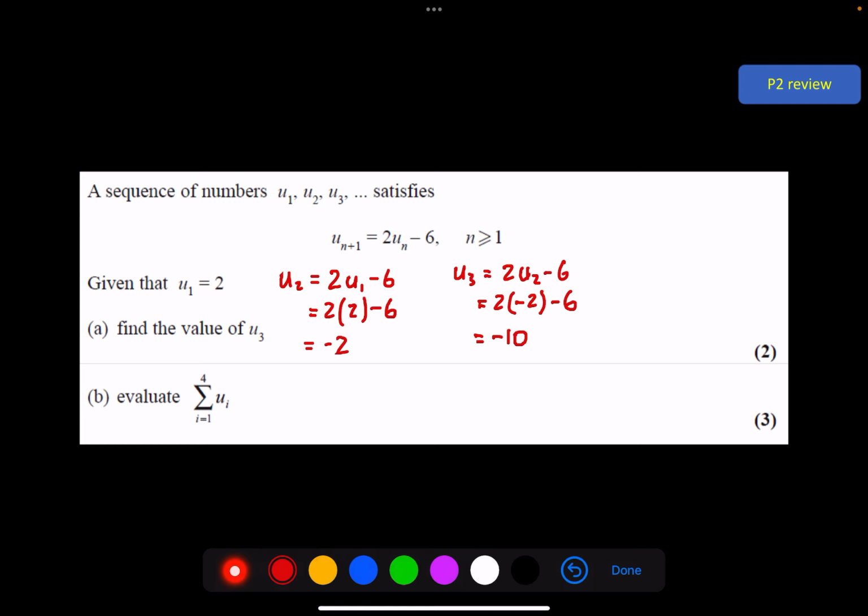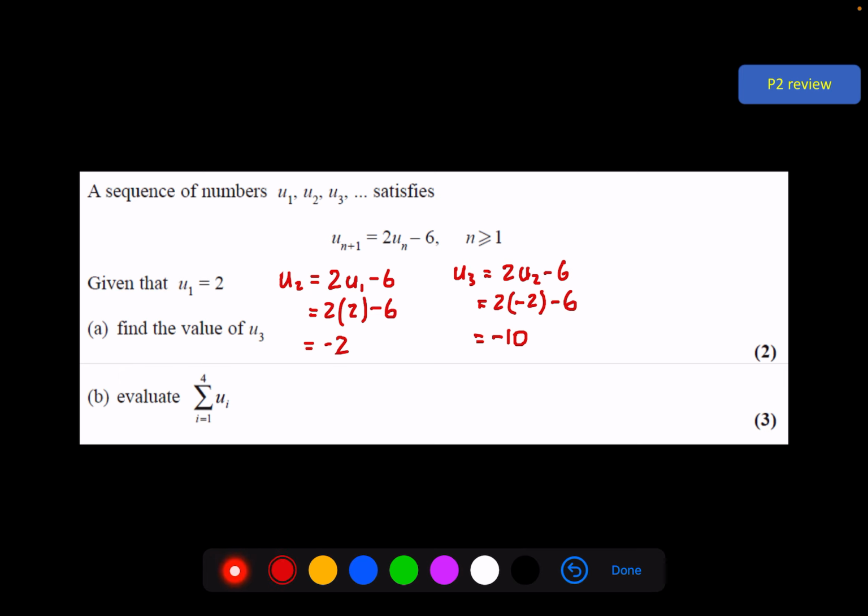Second part of the question is evaluate the sum from 1 to 4, so the first 4 terms of ui. Now, we've got the first 3 terms already, and because this is a recurrence relation that is not arithmetic or geometric, the sum formulas are not going to help us. That's why this number is so low, because what we're going to need to do here is just work out each of the terms and then add them together.